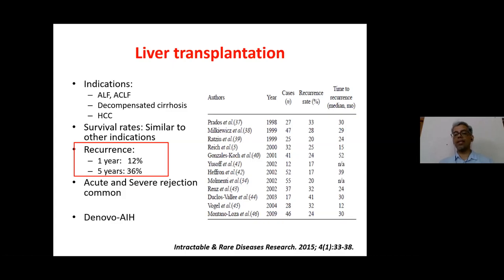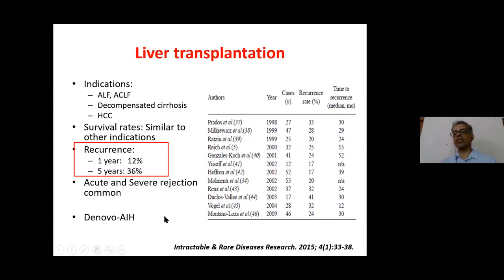But important to remember is that autoimmune hepatitis can recur. The 1 year recurrence rate would be around 12%, and at 5 years almost 36%. Also, these patients in the post-transplant period may have acute and severe rejections, which you need to keep in mind. Also, there is an interesting entity, which is de novo autoimmune hepatitis.